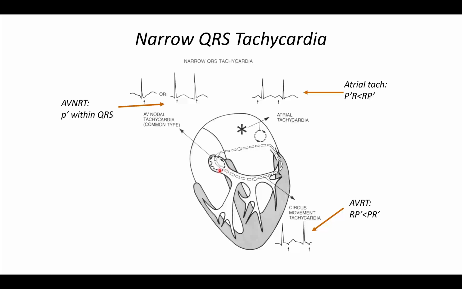So please remember the circuits. That's why AVNRT commonly comes as a short RP tachycardia, that is from R to the P wave, because it's a parallel activation. Commonly we say that if RP is less than 70 milliseconds, the chance of AVNRT is very high, although atrial tachycardia also can happen. We will discuss this.